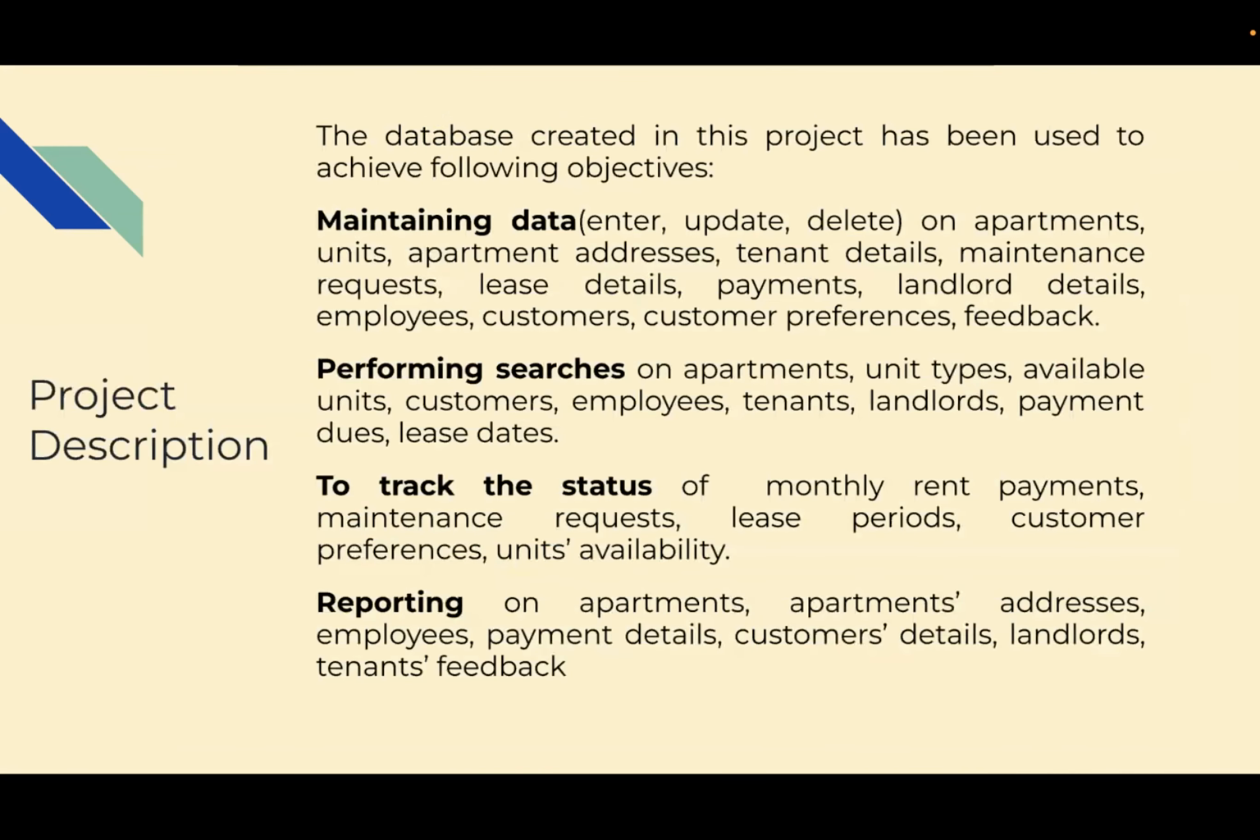In the next slide, in terms of our project description, the database that we have created has achieved the following objectives. Number one is to maintain the data by using enter, update, and delete operations. Performing searches, such as searching the apartment, the different types of units, the available units, the leasing details, the leasing dates available, and different kinds of factors as well. Then to track the status, whether the monthly rent payment, what kind of maintenance requests are coming in, when the lease period is, how much time is left from the lease period, and finally reporting all of these. So this is the gist of the project description.